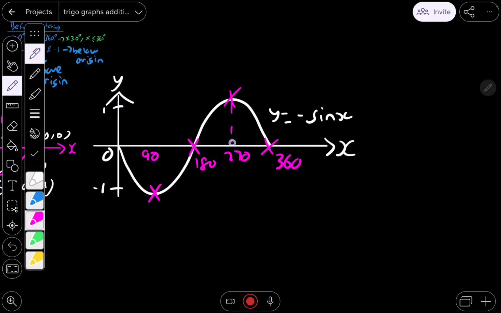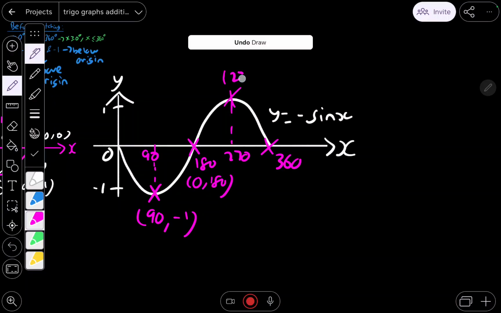I'm going to draw a line here so you guys will know. We know that this coordinate here is 90, negative 1, then 180, 0. What else? 270, 1, and of course 360, 0.